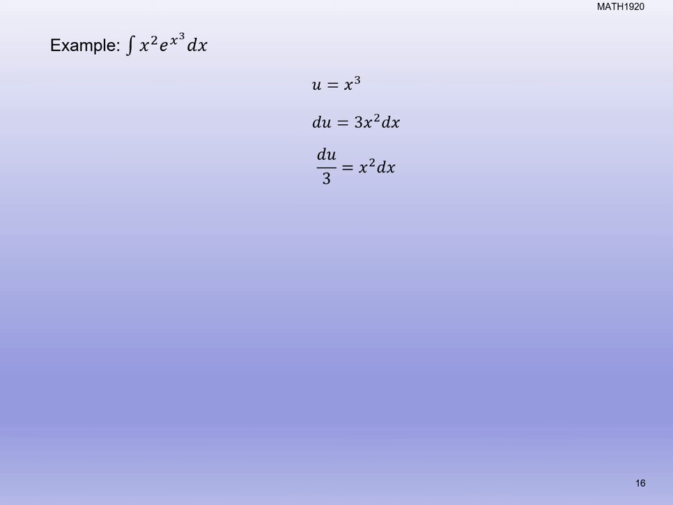So now we can replace everything. We can replace the x cubed with u. We can replace the x squared dx with du over 3. Okay, and then we're ready to set up our integral. We're going to factor out that 1/3 in front of our integral. So we're going to have 1/3 the integral of e to the u du. Very simple integral for us. This ends up being 1/3 e to the u plus c. And then we have to replace our u back with what we originally had. All right, and we get 1/3 e to the x cubed plus c.